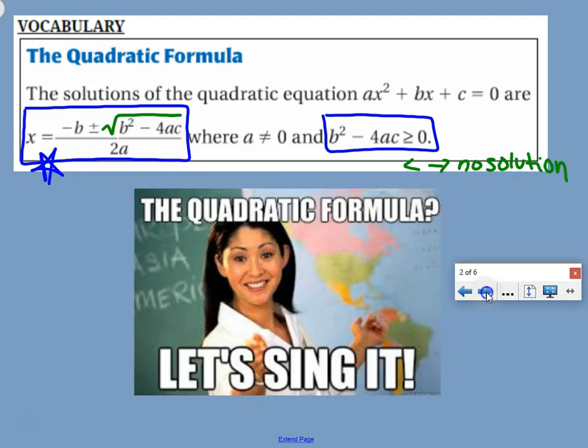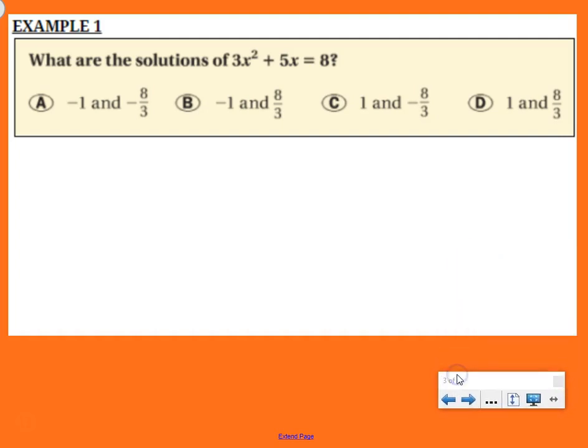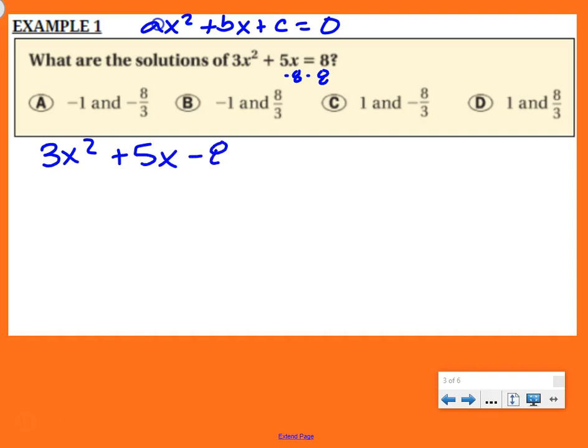All right. So let's use the quadratic formula to find the solutions of 3x squared plus 5x equals 8. First off, everything needs to be an ax squared plus bx plus c equals 0. If it's not, that's your first step. Make it equal to 0. So for this one, we would minus 8 on both sides. We get 3x squared plus 5x minus 8 equals 0.